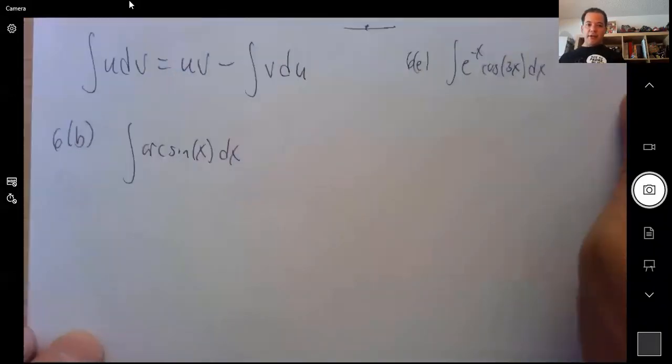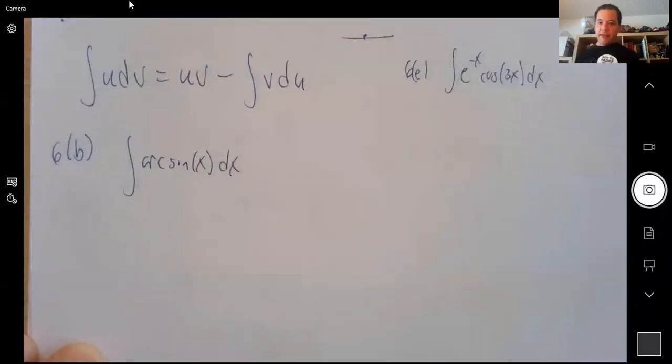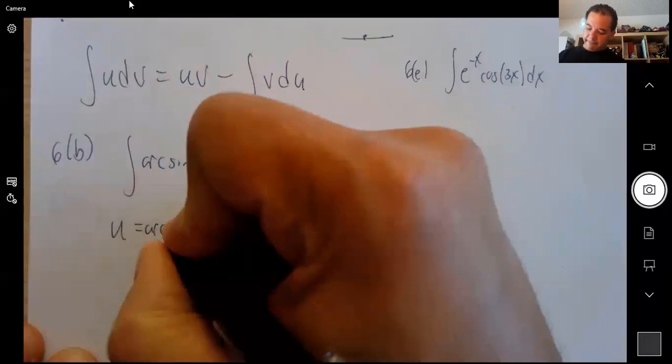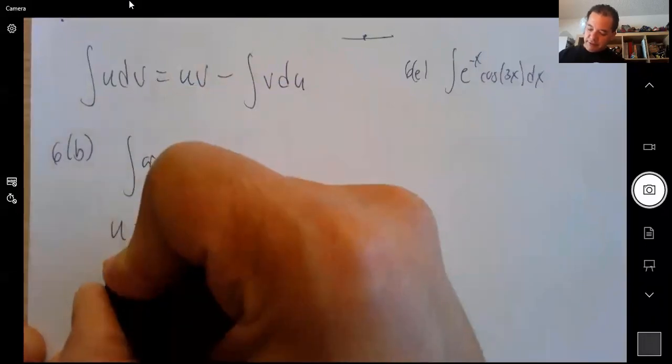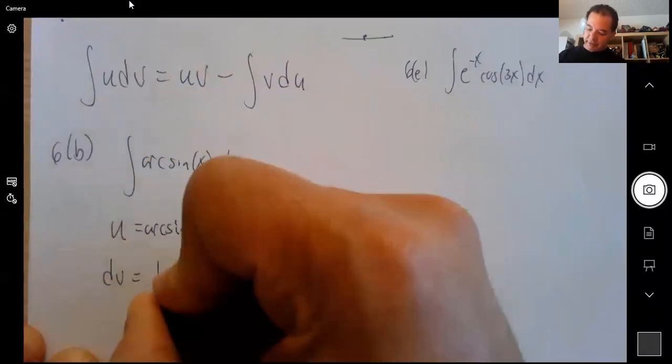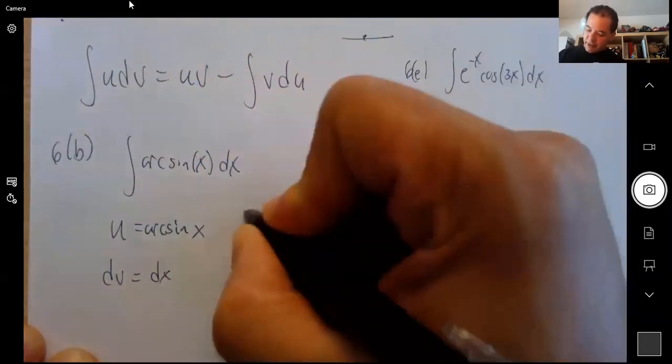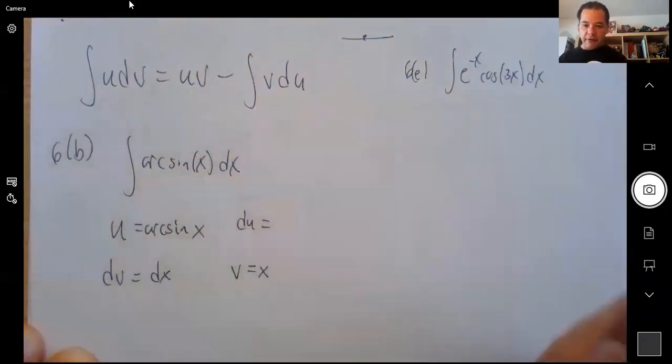Well, there's not much there, right? We only have arcsine. So because we only have arcsine, we need to pick that as our u. So u will be arcsine, and which means that dv will be dx. So that means that v is going to be x, and du will be, well, the derivative of arcsine.